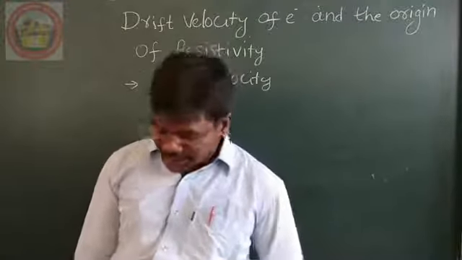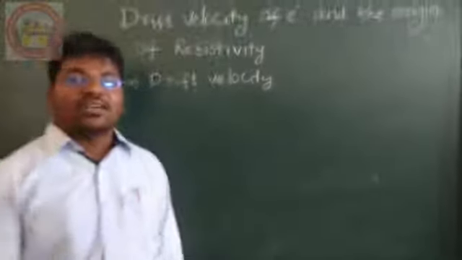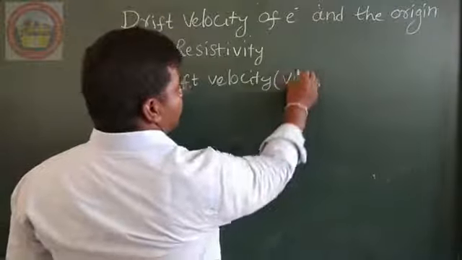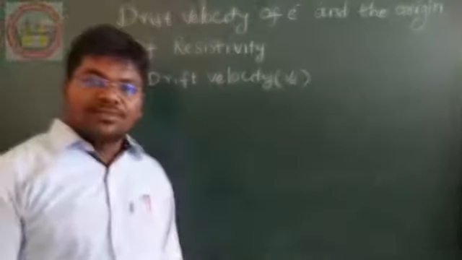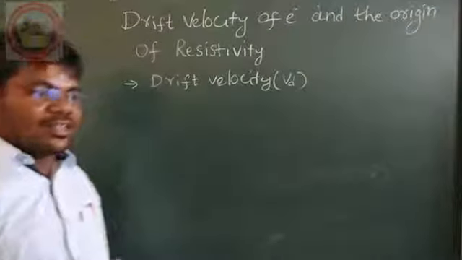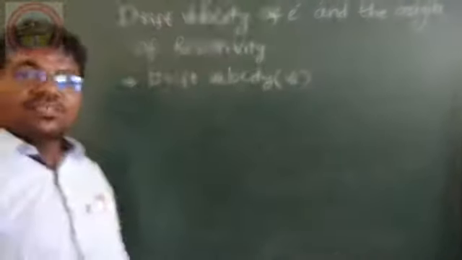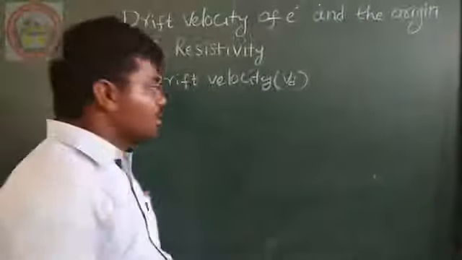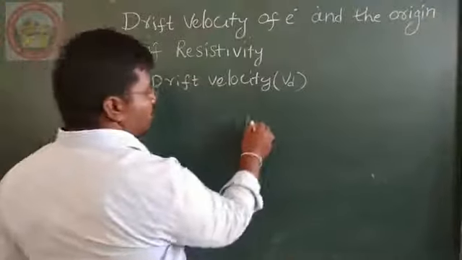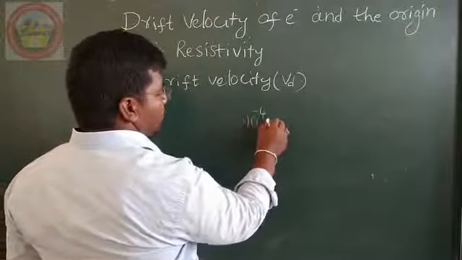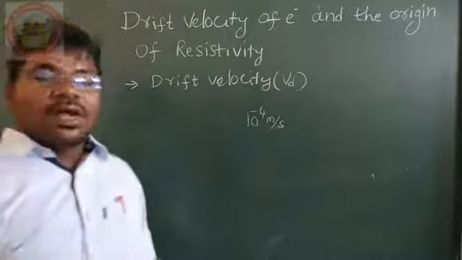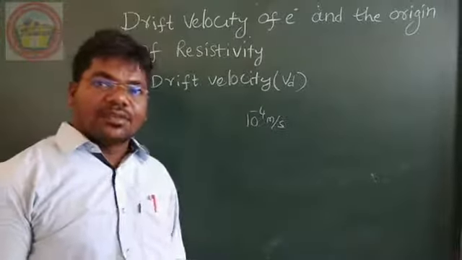Drift velocity is denoted V suffix D. Inside the conductor, the value of the drift velocity of an electron is approximately 10 power minus 4 meter per second.